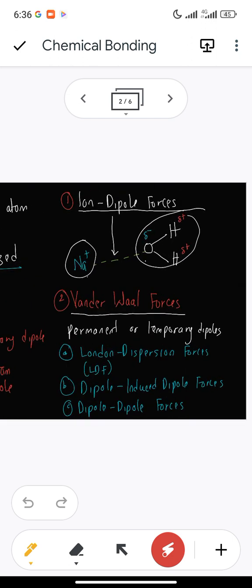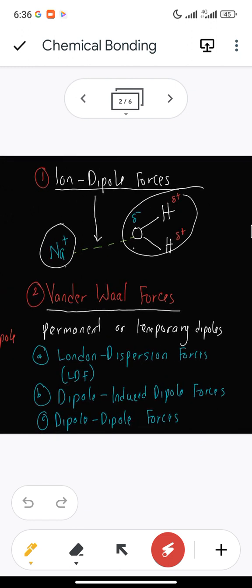Understand? Now we talked about the various types of intermolecular forces. We said the first is the ion-dipole forces, which occur between a permanent dipole and an ion. We gave water as an example of a permanent dipole. The next we talked about was the van der Waals forces. We said it's just an electrostatic force between molecules of either permanent or temporary dipoles. So any force of attraction between dipoles, whether permanent or temporary, is a van der Waals force.